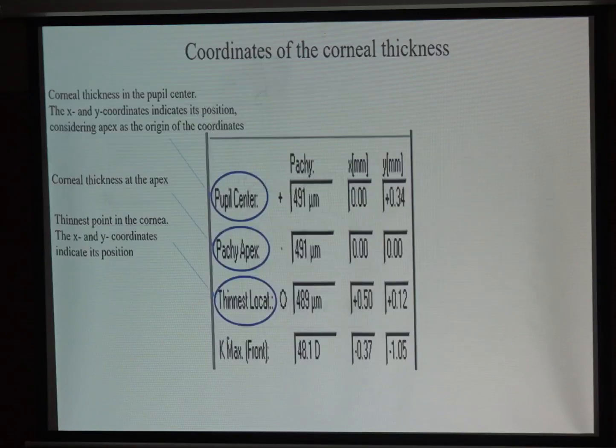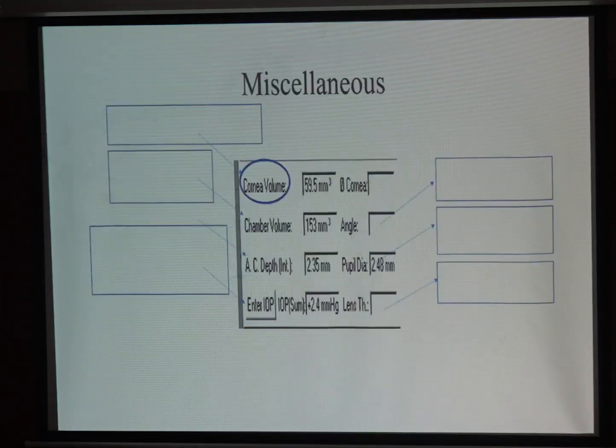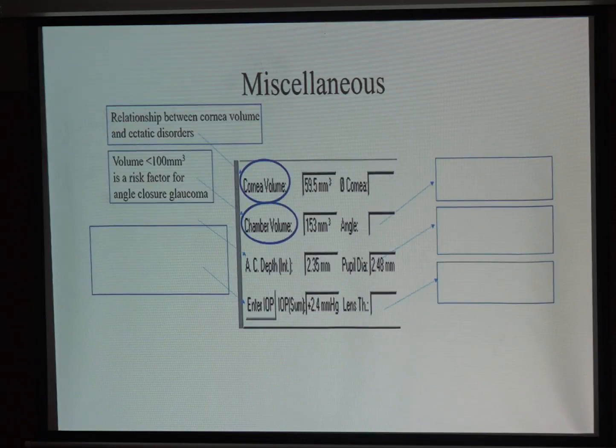Then the Kmax value is also provided, which is the maximum keratometric value. Now there are certain additional parameters also which are provided on a Pentacam, which are the cornea volume, the anterior chamber volume, and the AC depth.